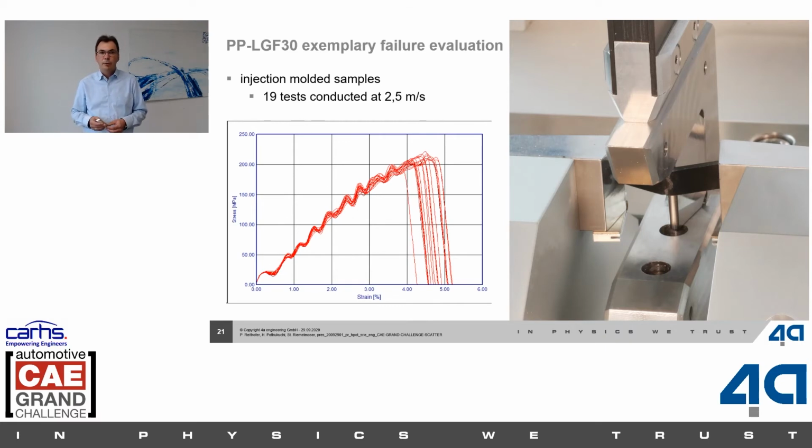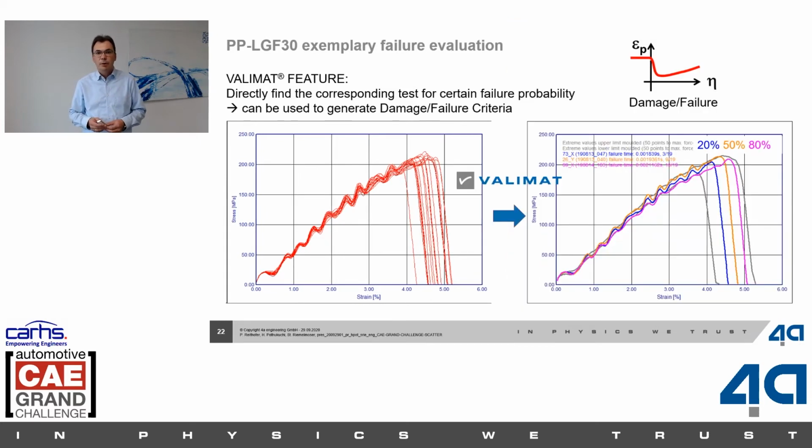So what opportunities and capabilities do we have here? One of them is that we can easily evaluate a certain failure probability with Valimat. As you can see, we can easily plot 20, 50 and 80% failure probability, and we can use this to make a material card with a failure criterion for 20% failure probability, 50 or 80%. That's straightforward. That's a deterministic approach.